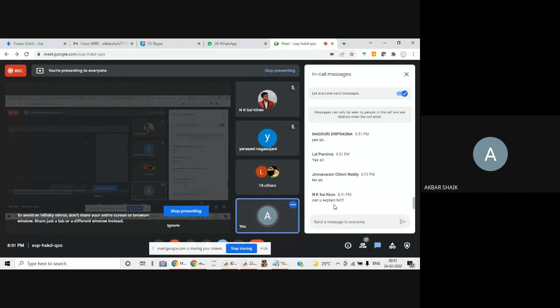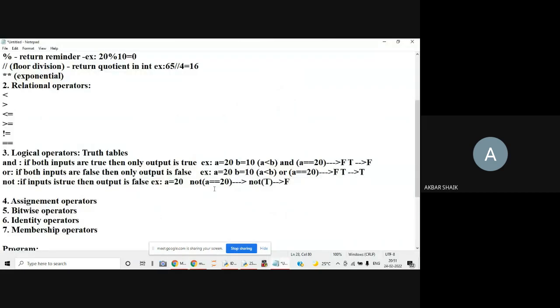Can you explain NOT? NOT actually requires only one input. So that's why here I have not taken B. I have taken only A. So what is NOT? Simply reverse. Here I am applying NOT to A equals 20. Actually, A equals 20 means 20 equals 20, which is true only. But for true, I am applying NOT. So NOT of true means false. Opposite. If your input is true, then output is false. If your input is false, output is true, like that.